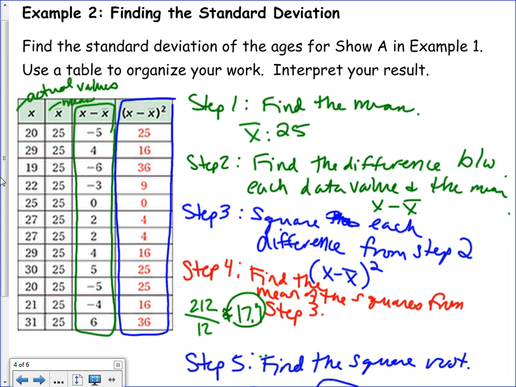Then we square that value, and then we find the mean of those values all together. And once we find all that, we take the square root of that mean, and that will be our standard deviation. So again, it's a long, kind of tedious process, but that gives us a better measure of dispersion, more accurate than just the range.